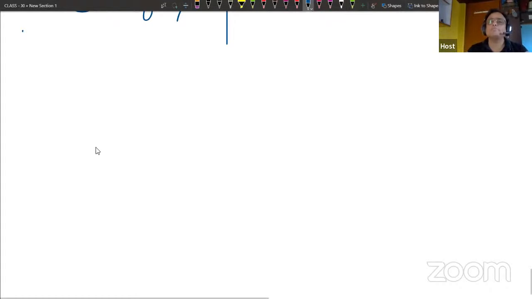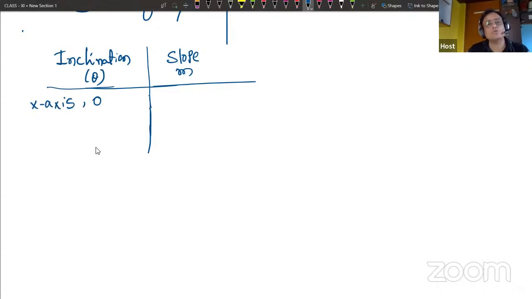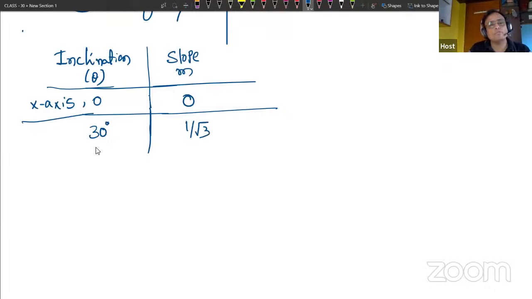Dear students, look here. First we take the inclination of a line, represented by theta, and next the slope of that line, m. When the inclination is 0 degrees, that means the x-axis. Inclination is 0, then slope is also 0. If inclination is 30 degrees, slope is 1 by root 3. This you have to remember.